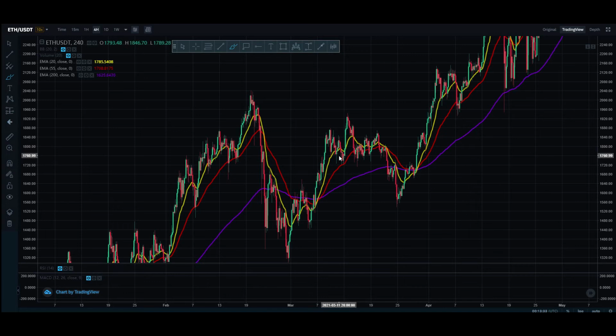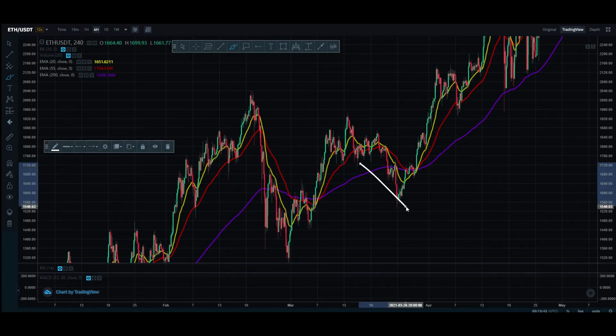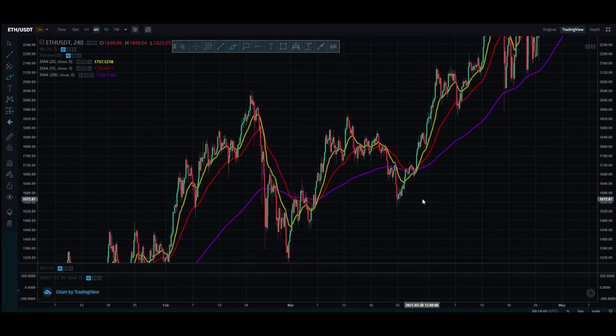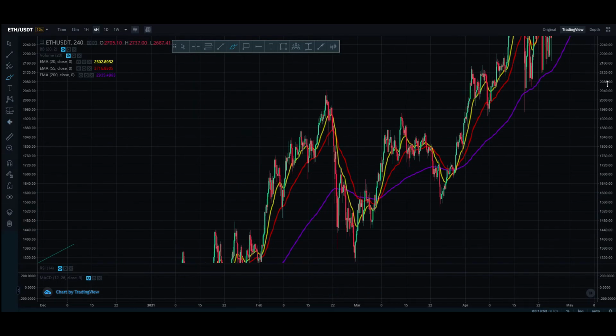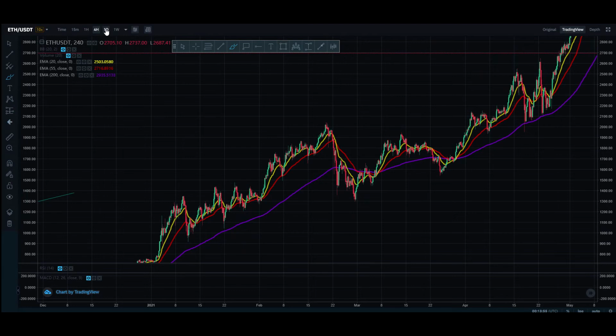When that happens, you're bound to fail to hold the 20 as support, and then you might even fail to hold the 55 as support, and that will drag you down. As you can see, that's exactly what happened over here, and you start essentially making lower lows and lower highs, and that's not what you want to see. So yeah, that's pretty much it.